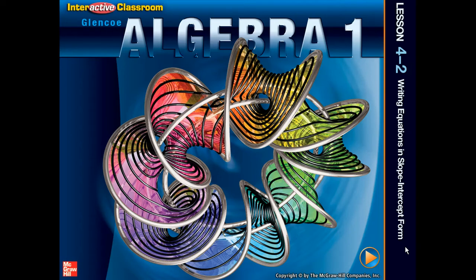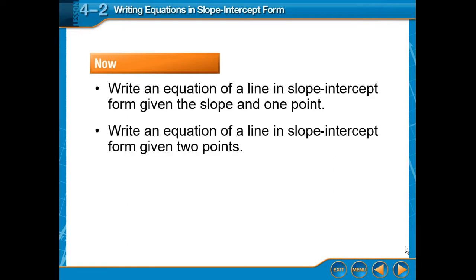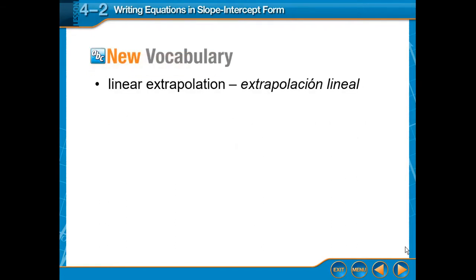Lesson 4.2 is on writing equations in slope-intercept form. In this video, you will learn to write an equation of a line in slope-intercept form, given a slope and 1 point, and you'll also learn to write an equation of a line in slope-intercept form, given 2 points. So, vocabulary for this section is linear extrapolation.